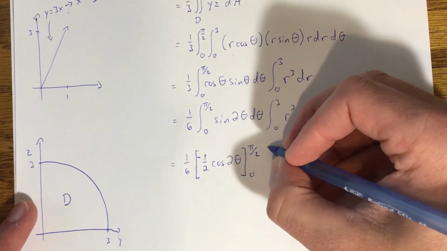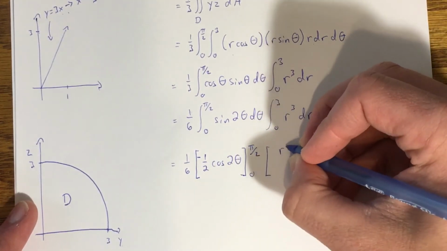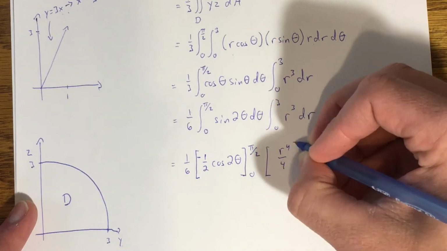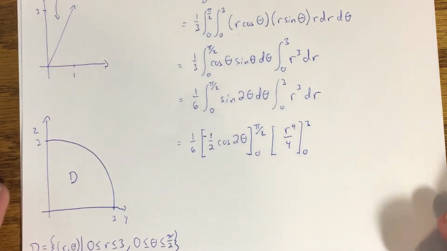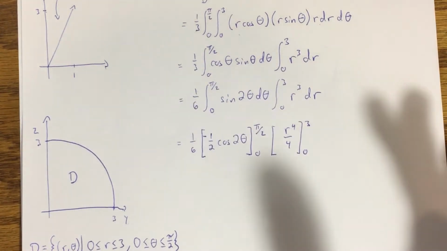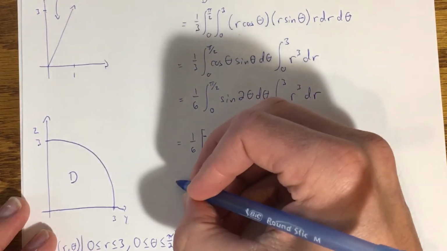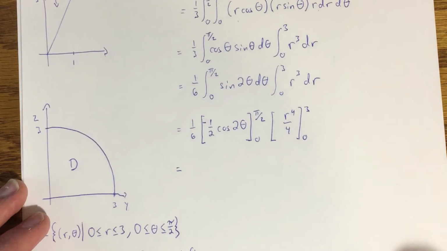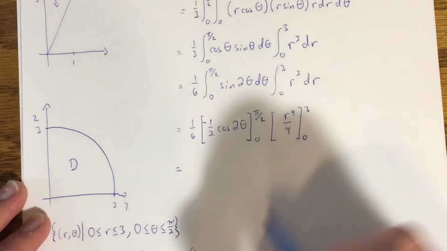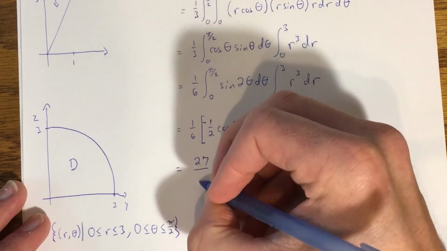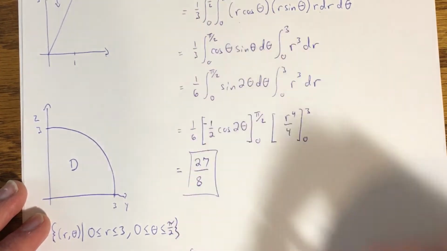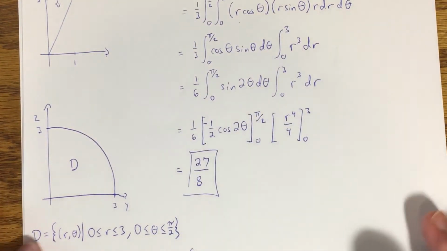This becomes r to the 4th over 4 from 0 to 3. At this stage, it's really just a bunch of evaluating, plugging things in, and working them out. I'm going to leave that part to you. All of this, once everything's been plugged in and simplified down, becomes 27/8. All right, and that's it.